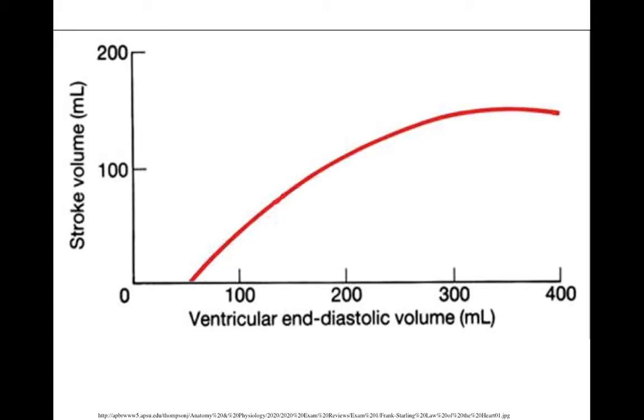And if you increase stroke volume, what does that do to cardiac output? If you make stroke volume bigger, cardiac output is going to be greater. You got it. Very good. So generally, if you have an increase in venous return, you're going to have an increase in cardiac output.